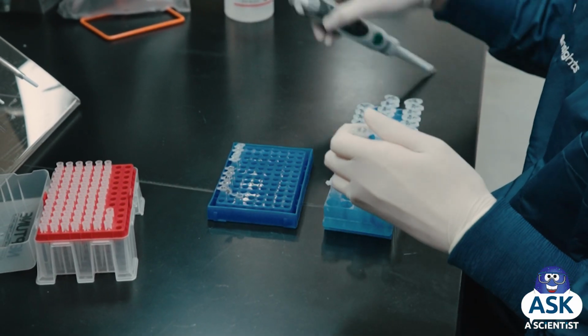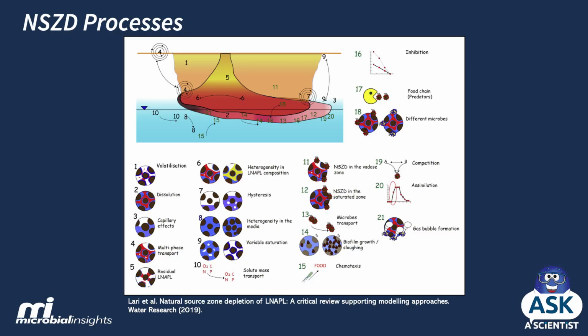The question then is, how does natural source zone depletion work? The short answer is we still don't really know. There are so many different processes involved in this phenomenon, and that includes physical processes like adsorption and desorption and volatilization and movement, ebullition, that kind of thing, but also bioremediation, which is where we come into play, as well as chemical processes. We'll throw an image from a publication up on the screen that shows just some of these processes that are involved in natural source zone depletion.